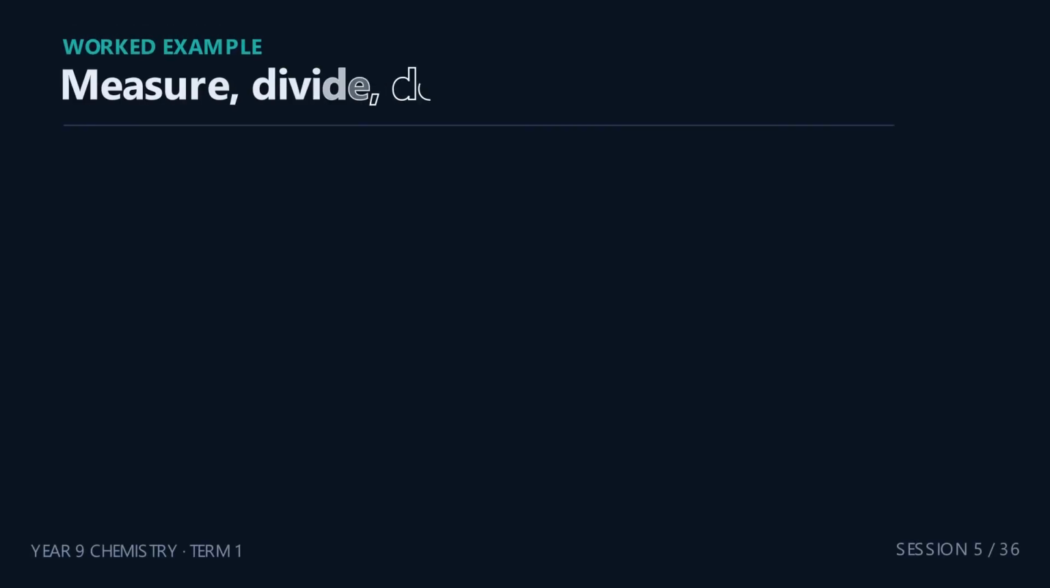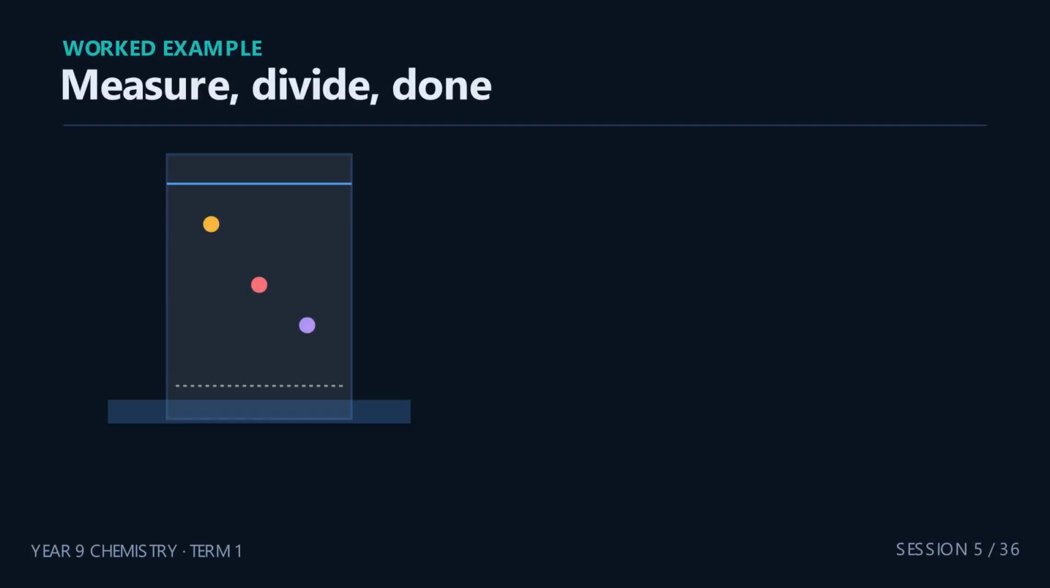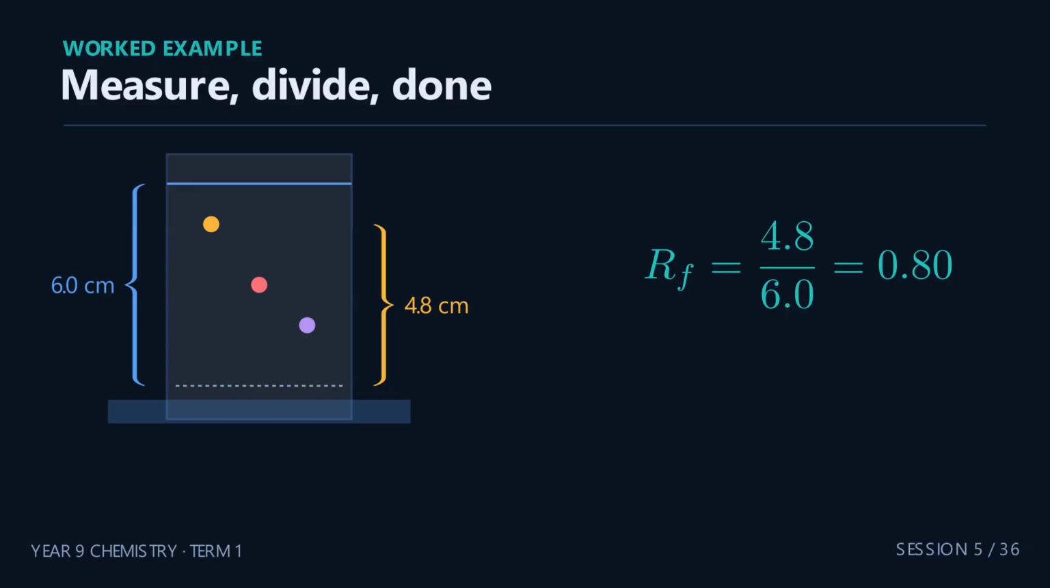A worked example. A dye moves 4.8 centimeters, while the solvent front moves 6.0 centimeters. RF equals 4.8 over 6.0, which is 0.80. One habit to copy. Keep the full value through the working and round only at the end.